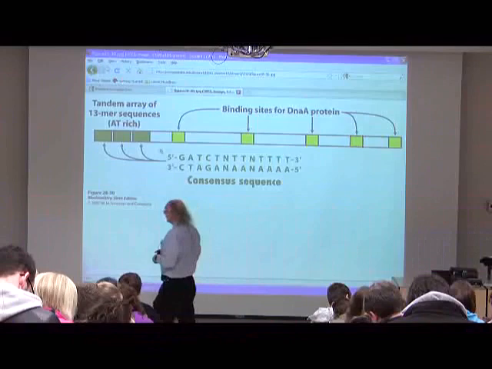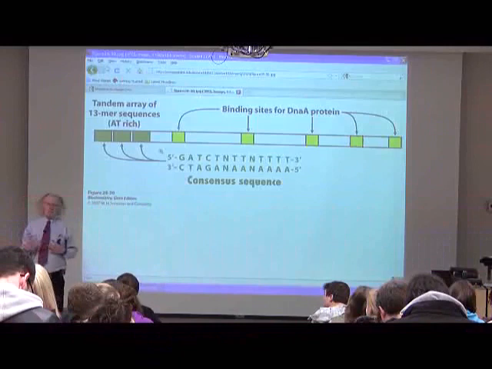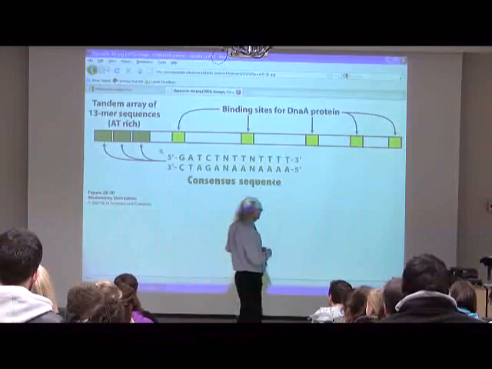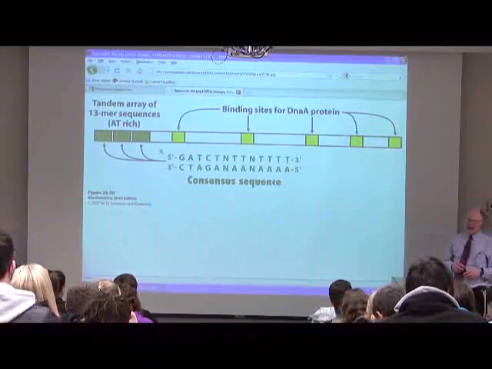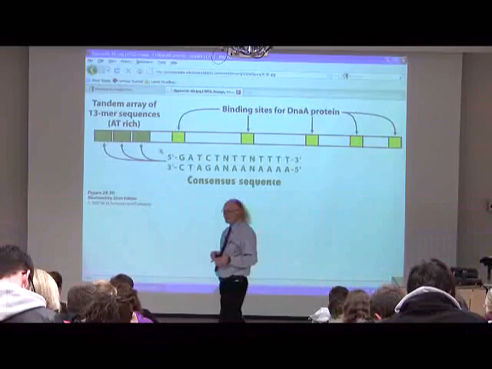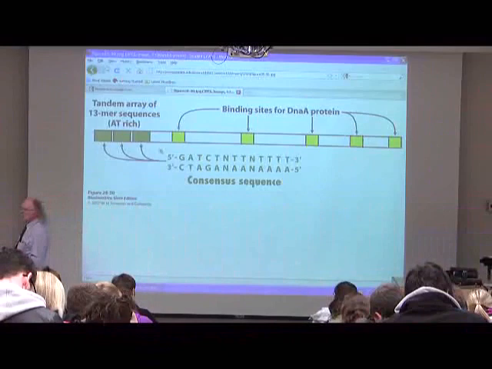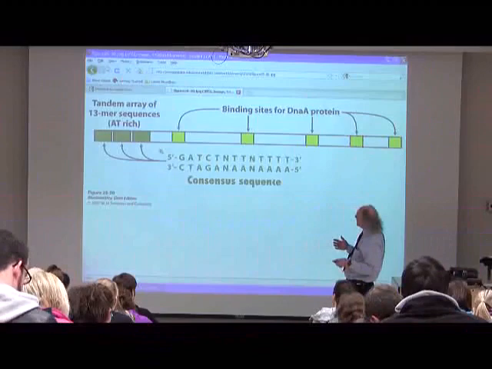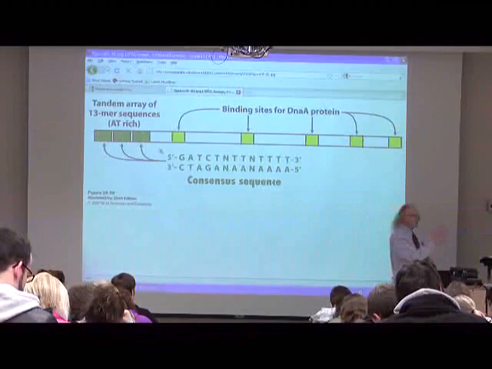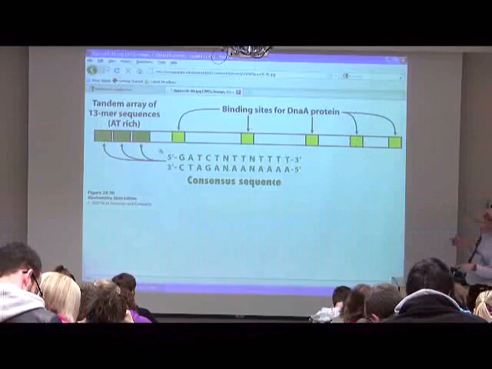And so what I want to do now is say a little bit about the orchestration of how that very first replication occurs. Well, this is a zoomed-in view of the E. coli OriC origin. And what we see is something interesting. We see some binding sites for a DNA binding protein called DnaA. And DnaA is a protein that recognizes sequences that are in this origin. So these are some specific sequences that it's recognizing. And I want you to pay attention to this tandem array of 13-mers. A 13-mer simply means it's 13 nucleotides long, and a tandem array means there are several of them. So we have several repeats of 13 nucleotides, and this set of repeats is rich in ATs.